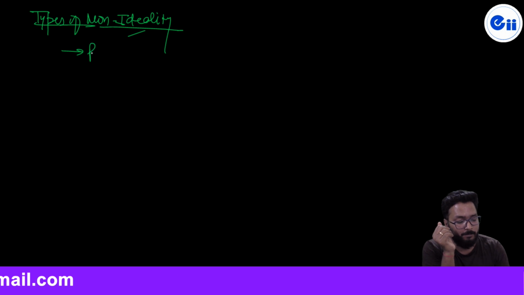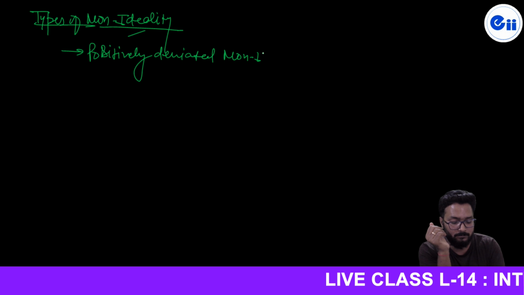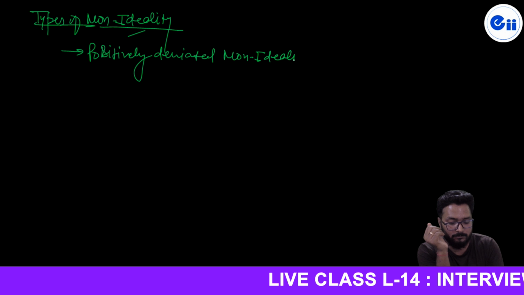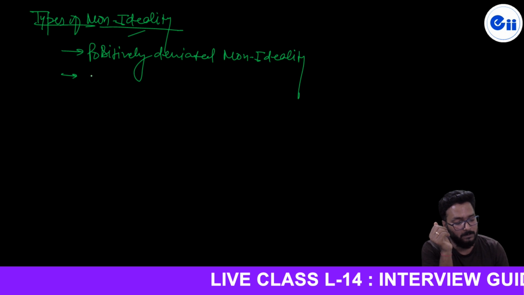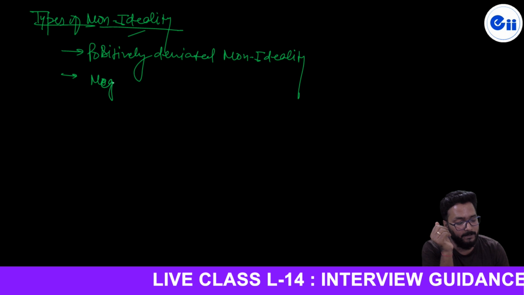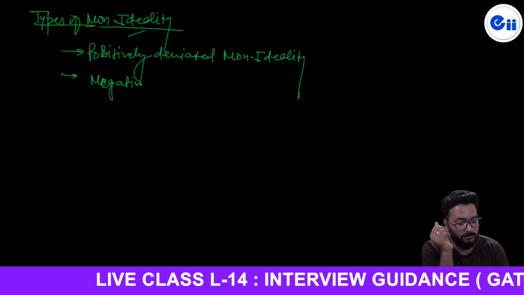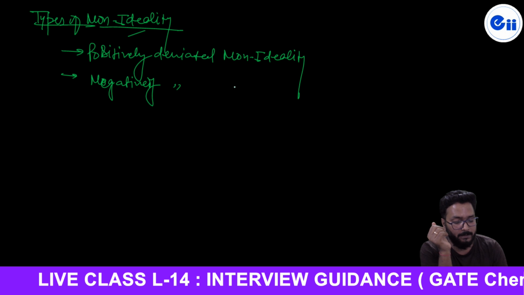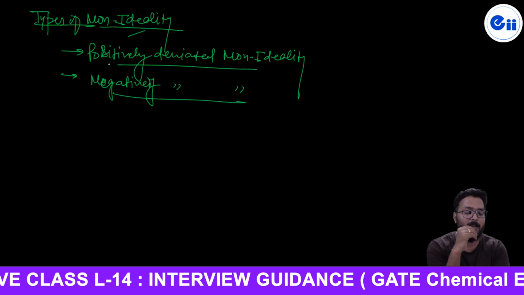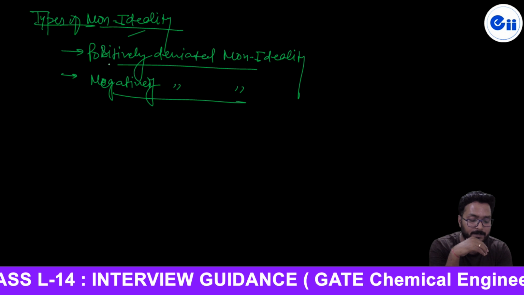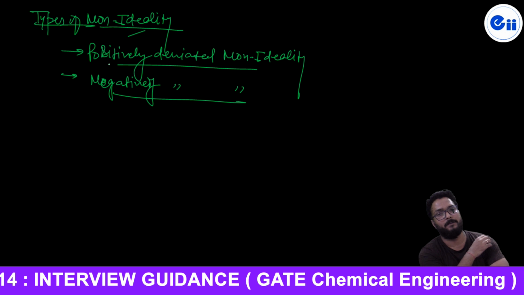First is called positively deviated non-ideality. Second is called negatively deviated non-ideality. Two types of non-idealities are there. One is called positively deviated, the other called negatively deviated.